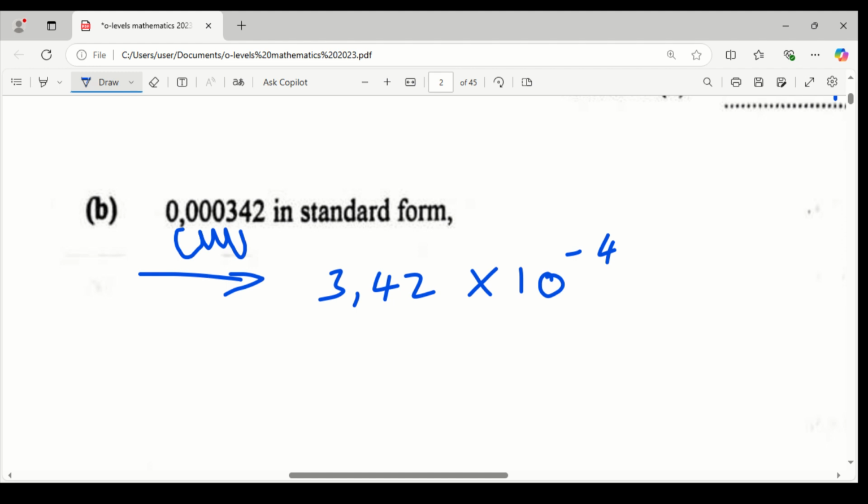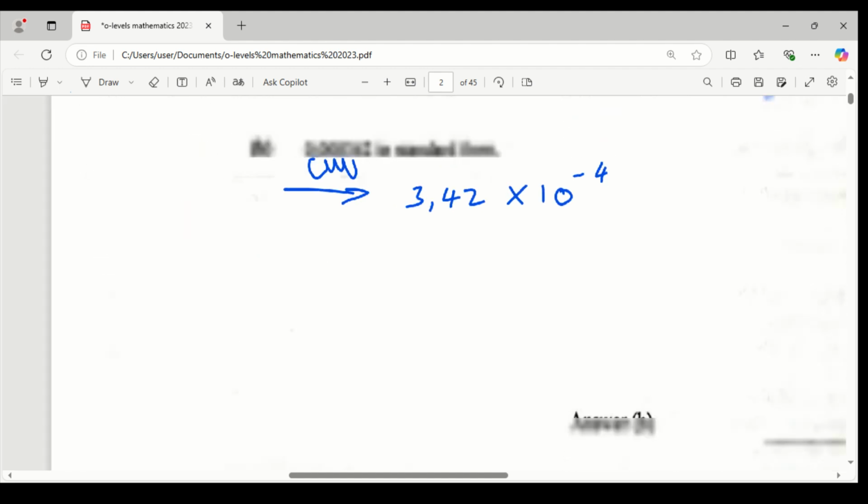So that 4 on the power represents the number of steps it moved. Then the negative represents that it moved to the right hand side. So if the comma moved to the right hand side, the power is negative. Let's move on to the next question.